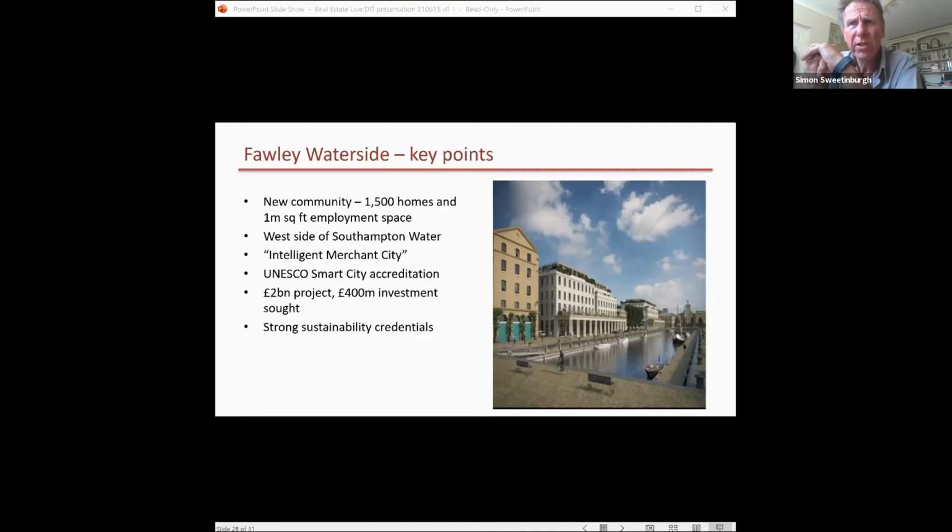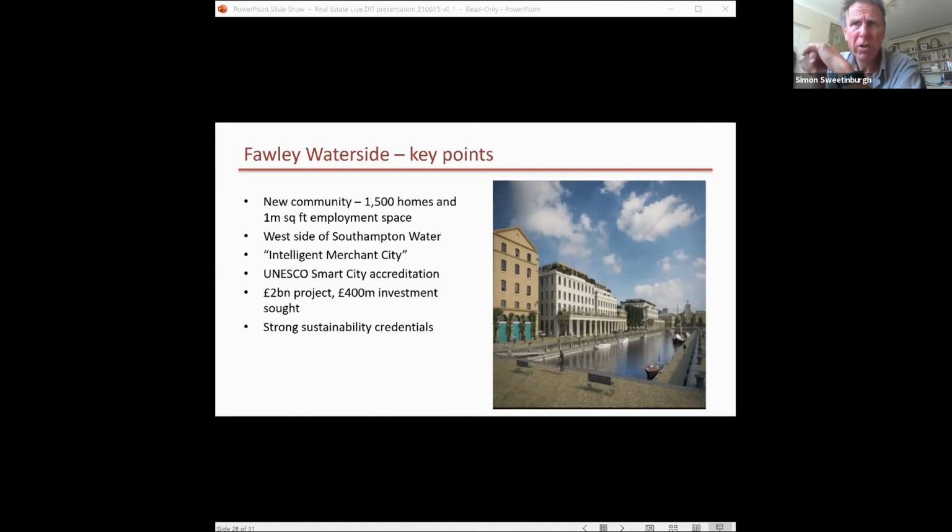And what's really exciting, apart from its scale, 1,500 homes, a million square feet of employment space, is that it's effectively a new community. They're referring to it as an intelligent merchant city, with a smart city accreditation from UNESCO. So they have the opportunity here to develop from the ground up all of the digital and smart infrastructure that could possibly be available as a new community is being built in 2021.